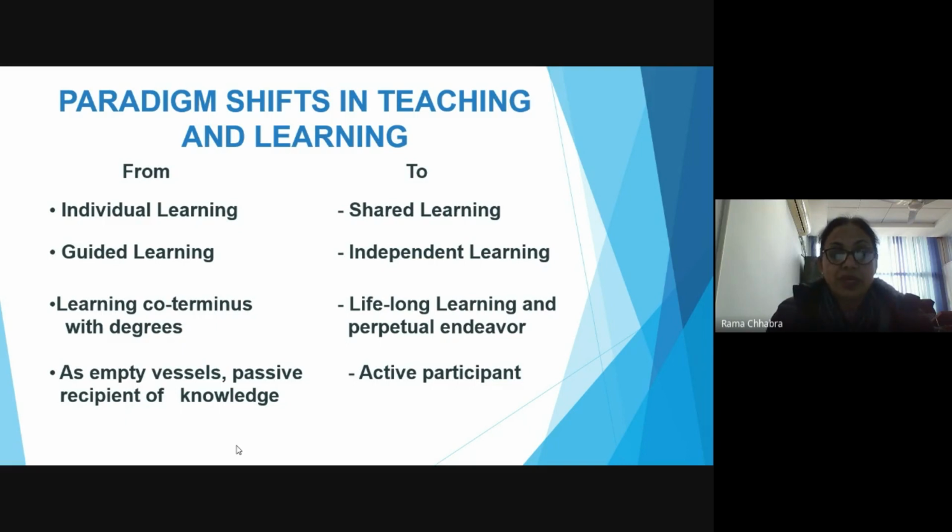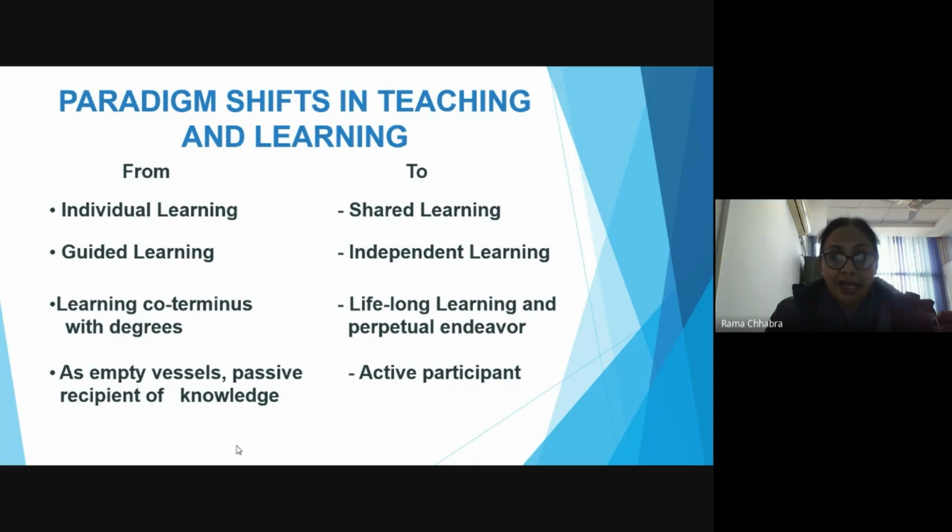Earlier, the aim was only that we were learning with the goal of degrees. Now, the aim is to prepare a lifelong learner and the perpetual endeavor. Learning is a permanent change in behavior. He has to retain the information for a longer time.